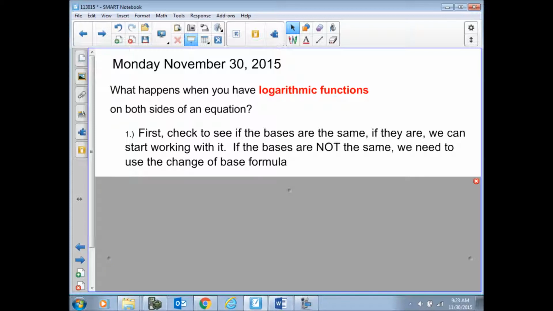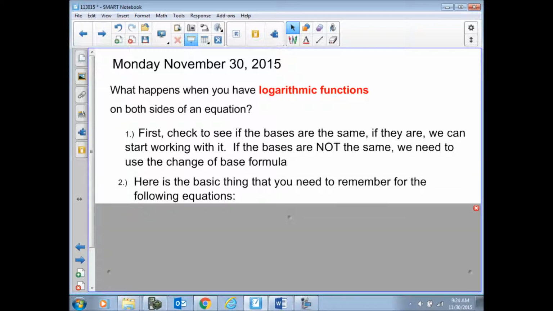So first you want to check to see if the bases are the same. If they are, we can start working with it. If not, we need to use the change of base formula or some other method, and the change of base formula is what we're going to use in that case. On the other two tests that I've looked at, you never had any with different bases, but we are going to do something like that. What is the formula? We did it a couple weeks ago on the warm-ups, and we'll talk about that tomorrow. It's really easy.